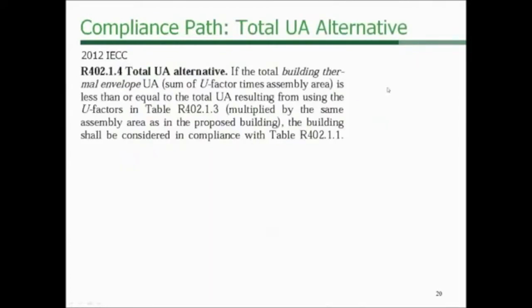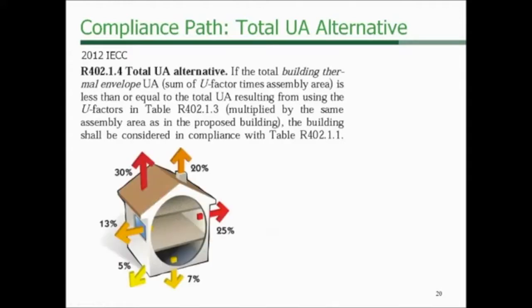Okay. The total UA alternative. This is the language of the total UA alternative path. Basically, the idea is the U factor table allows a certain amount of heat loss in any given assembly. So much goes through your roof, so much goes through your fenestration, so much goes through your wall. The total UA alternative basically says we don't care what those percentages are, just as long as the total amount of energy that your house loses stays the same.